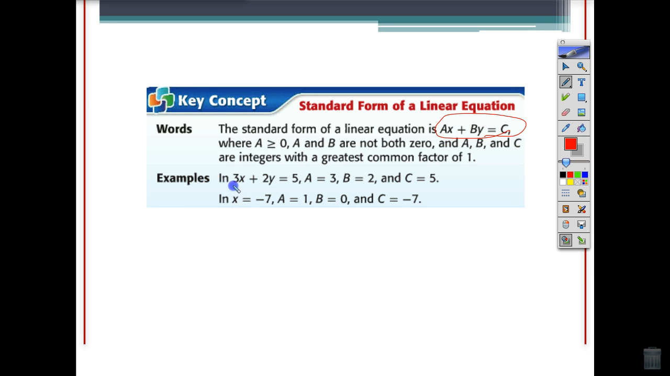So here you have 3x plus 2y equals 5. That is a linear equation written in standard form. So a is 3, b is 2, and c is 5.